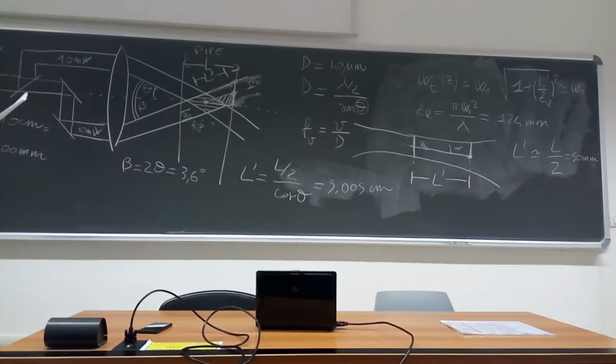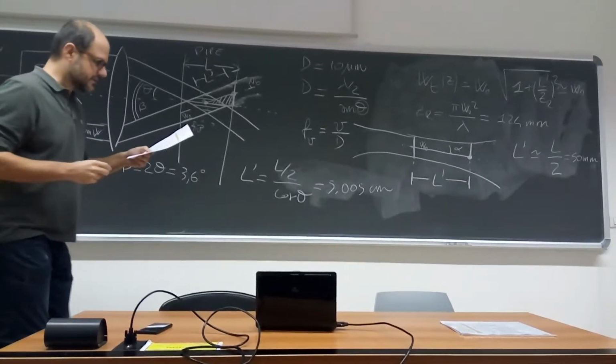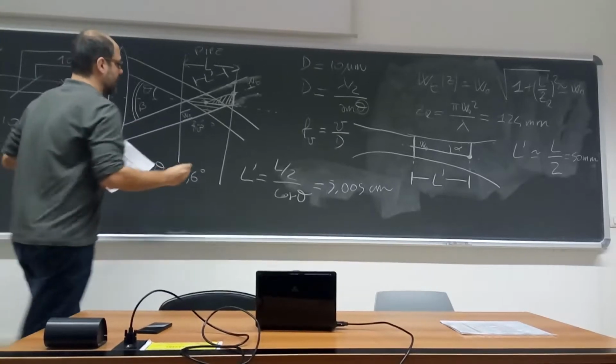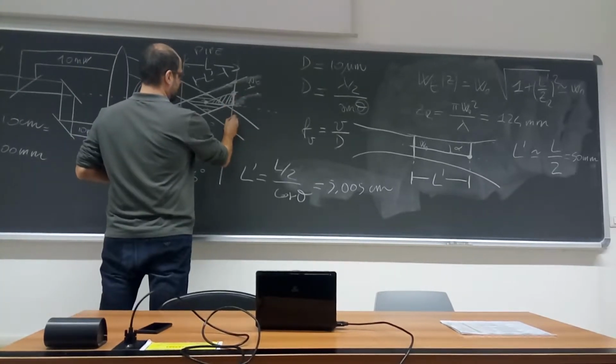Okay, at which distance, one from the other, do we find the two laser spots on the same inner surface of the pipe? So, what is this distance, more or less?